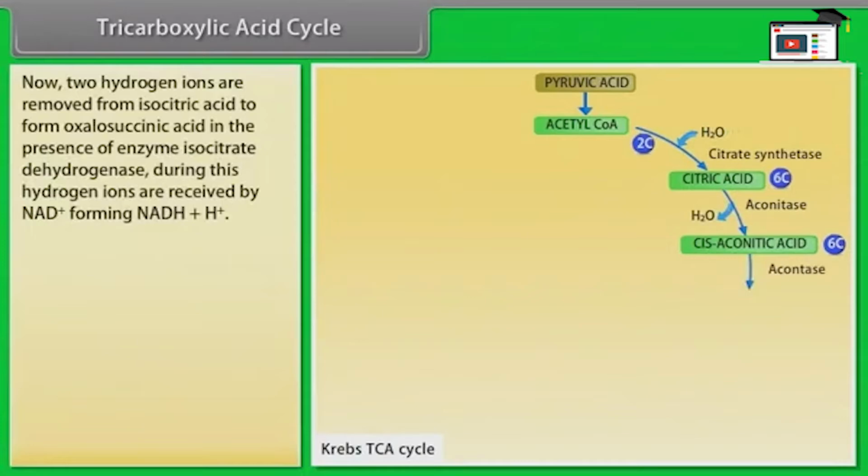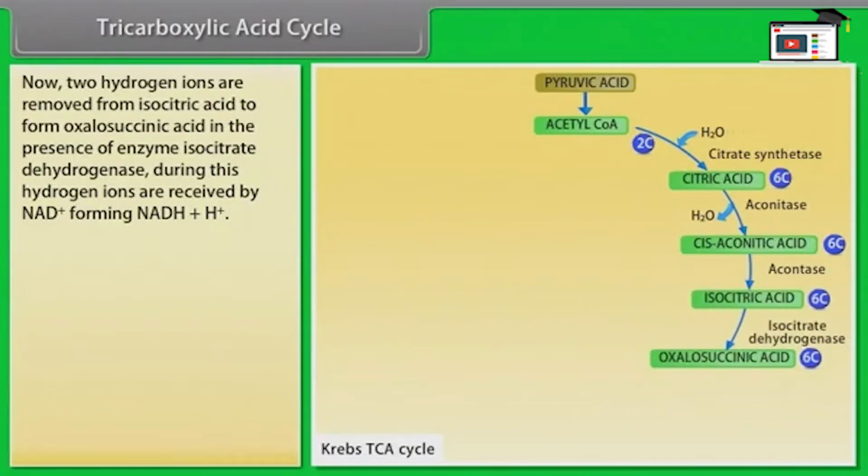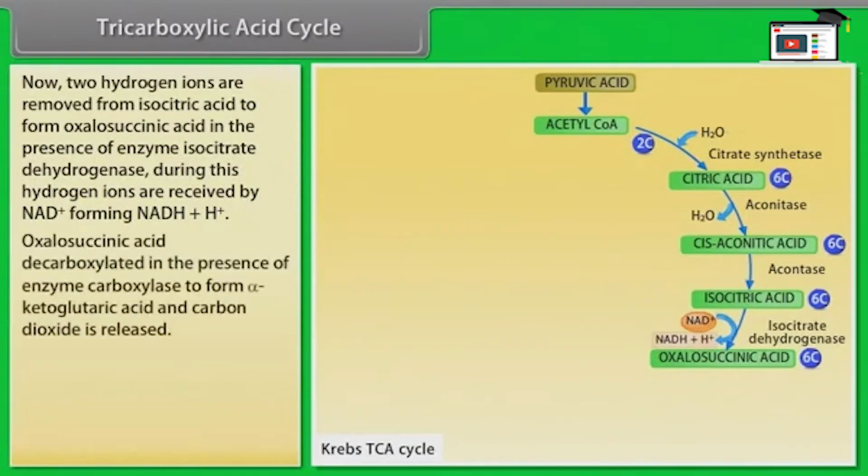Now, two hydrogen ions are removed from isocitric acid to form oxalosuccinic acid in the presence of enzyme isocitrate dehydrogenase. During this, hydrogen ions are received by NAD+, forming NADH plus H+. Oxalosuccinic acid is decarboxylated in the presence of enzyme carboxylase to form alpha-ketoglutaric acid, and carbon dioxide is released.